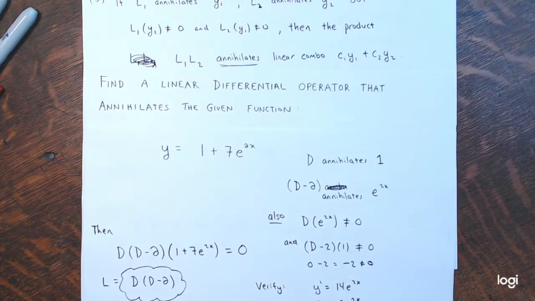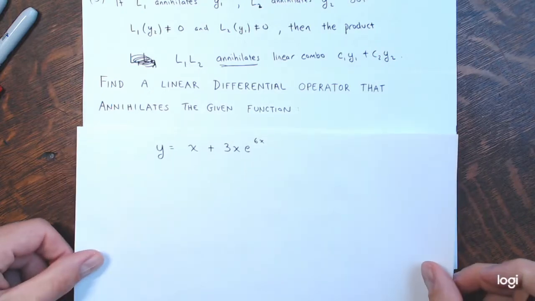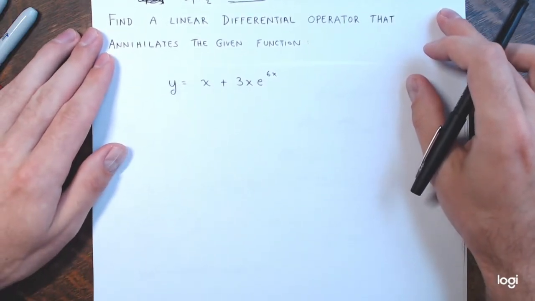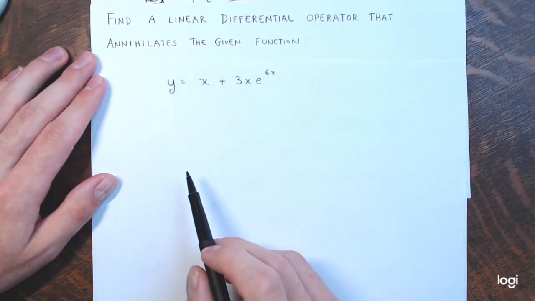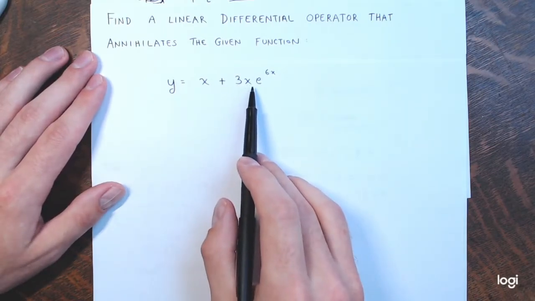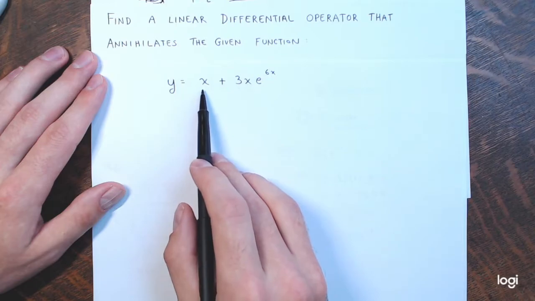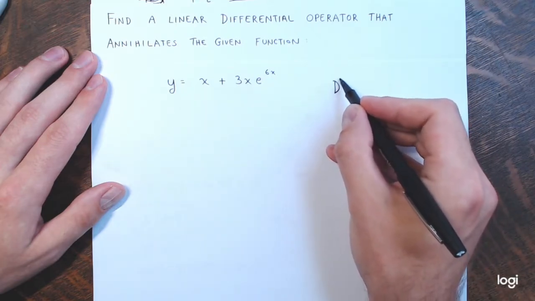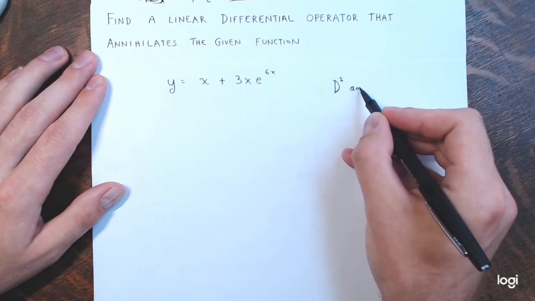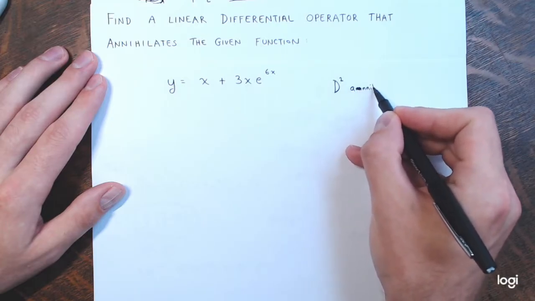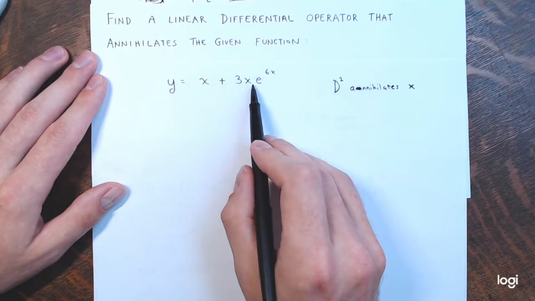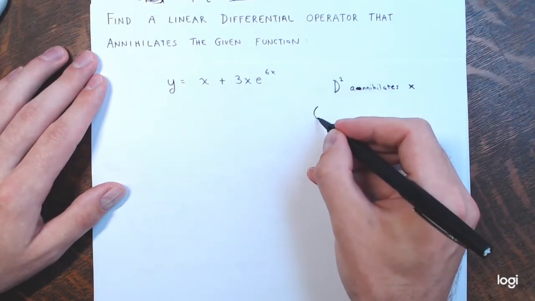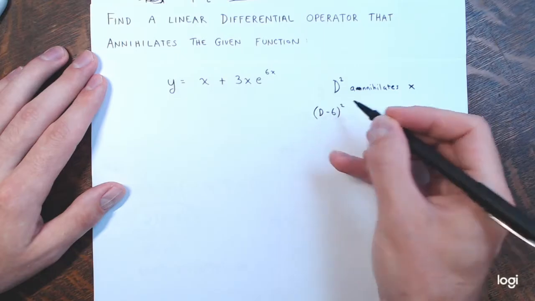Next example. So like I said, I'm going to just do a bunch of these and keep applying these rules I've stated at the beginning of the video. All right, so another one where we're asked to again find a linear differential operator that annihilates the given function. All right, so again, I have multiple terms. X, right, d squared annihilates x, and then this x times e to the 6x would be annihilated by d minus 6 squared.